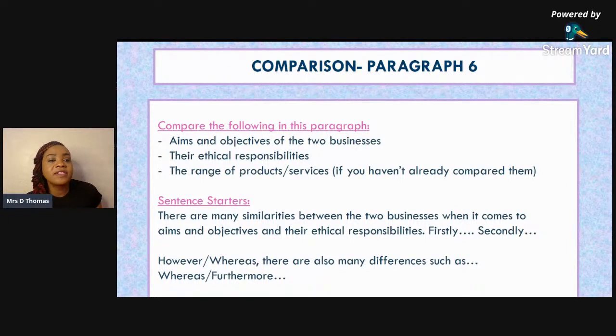However, whereas, so these are some words that you can use as an example. Please use these words when comparing.